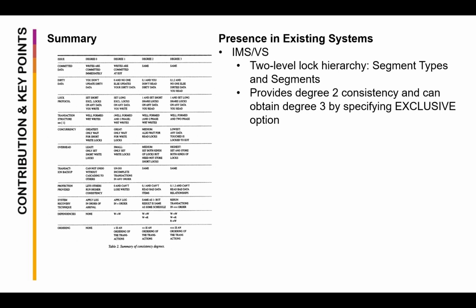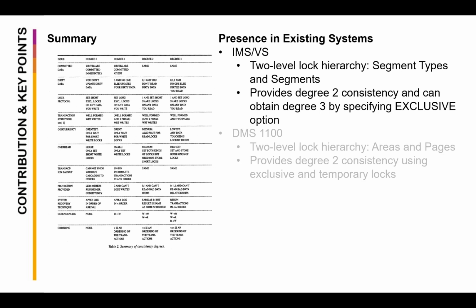The first one is IMS-VS, which implements a two-level lock hierarchy called the segment types and the segments. At the basic level, it provides degree 2 consistency, but you can obtain degree 3 by specifying the exclusive option. Another system is the DMS 1100, which also implements a two-level lock hierarchy, areas, and the pages within the areas. It also provides degree 2 consistency using exclusive and temporary locks.